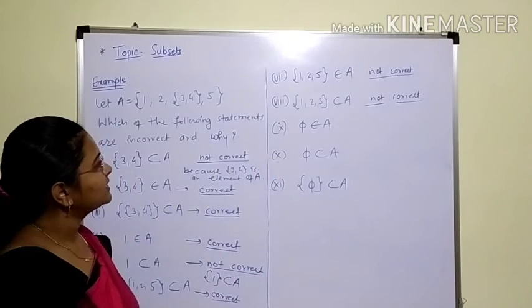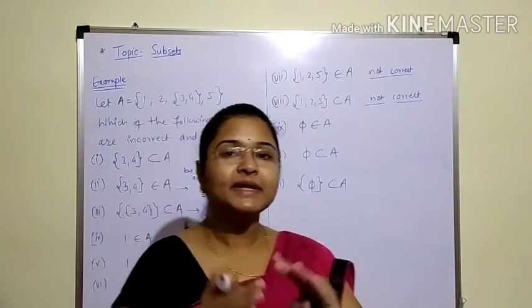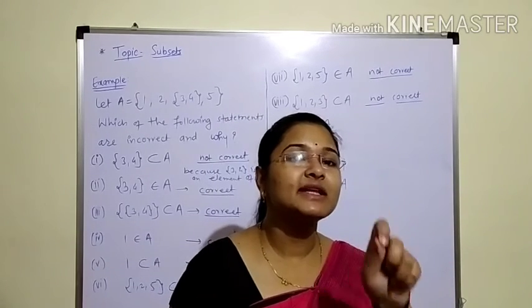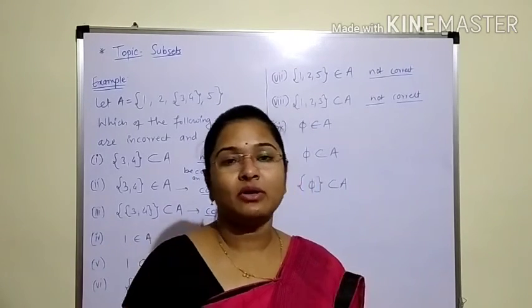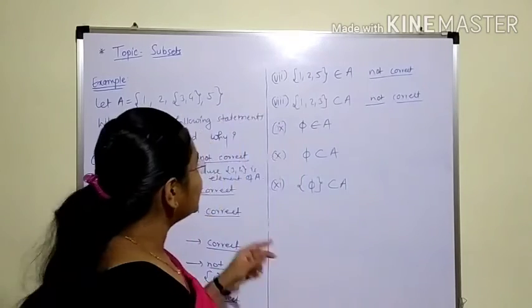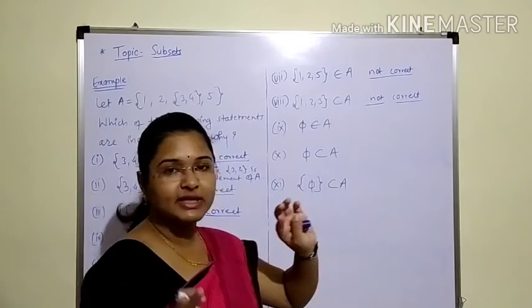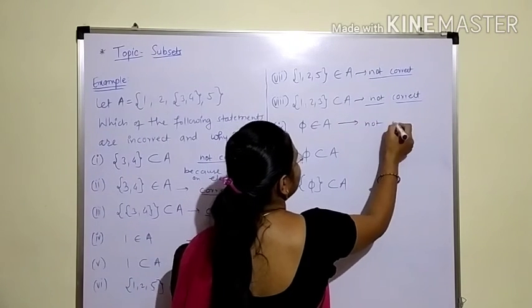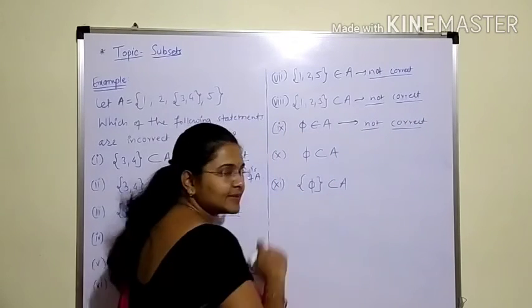Okay. 9th one, the empty set belongs to A. Students, the empty set is a subset of all sets, but it doesn't mean that the empty set is there in set A. The empty set is an element of the power set of A. The empty set is not there in the set. So we cannot write that the empty set belongs to set A. So this is also not correct, or we can say an incorrect statement.